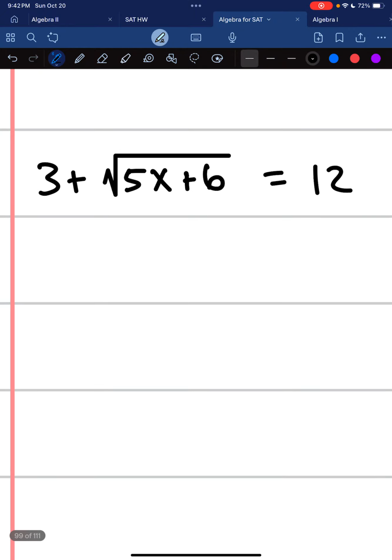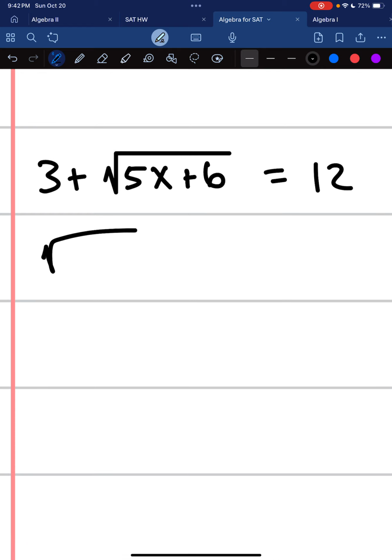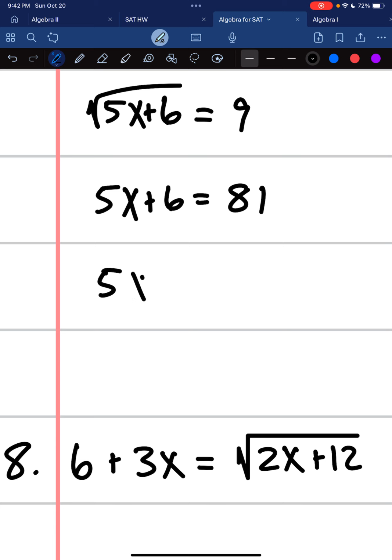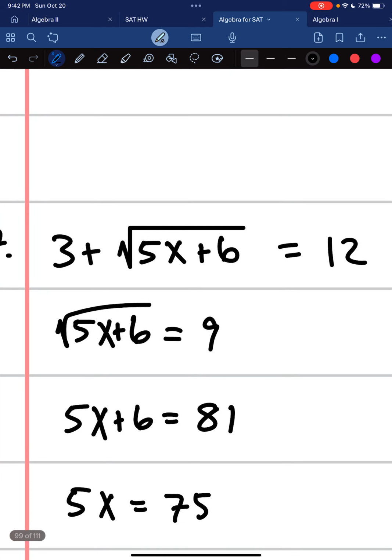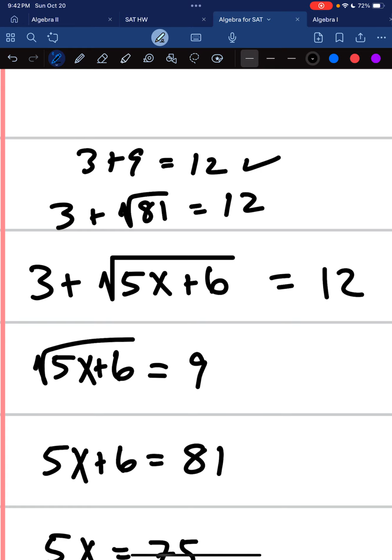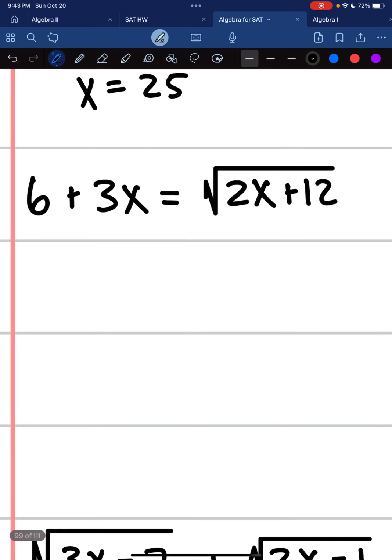So we're going to isolate the radical, so we subtract 3 from both sides, and we get root 5x plus 6 equals 9. Square both sides, and I get 5x plus 6 equals 81. If I subtract 6 from both sides, 5x equals 75, and divide both sides by 5, x equals 25. And then if I plug this in, I get 3 plus root 81 equals 12, which is true because 3 plus 9 does equal 12. So that solution works.